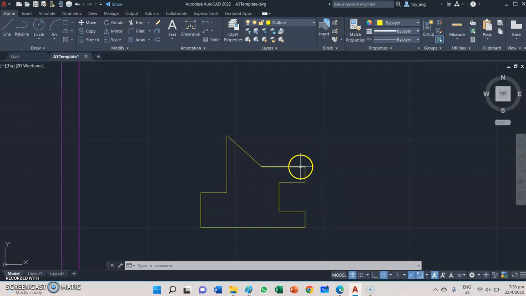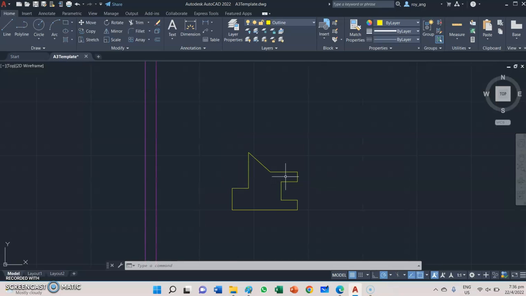So with the knowledge of using the absolute Cartesian coordinates, you just enter the x value, you press comma, then you enter the y value, then you enter.